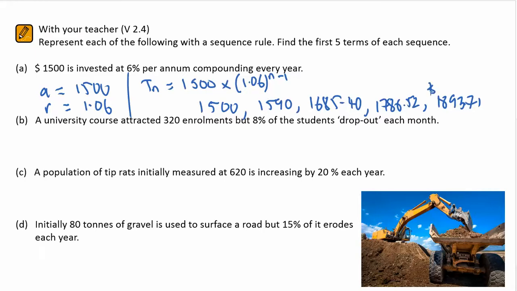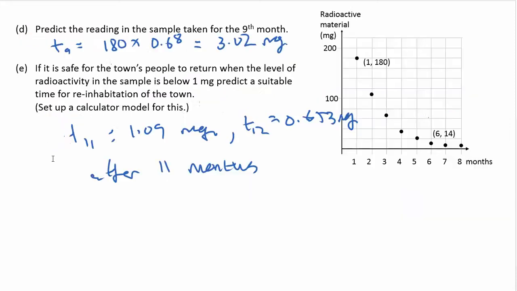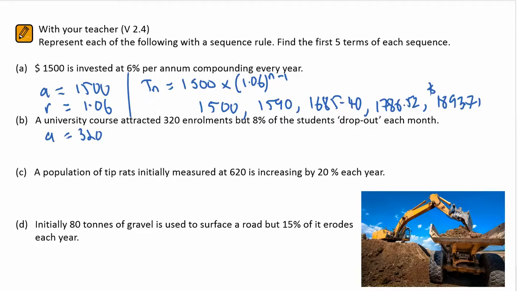Moving along, we've got a university course that starts off with 320 students. I'll just write that down. Now, we're losing students at a rate of 8%. So my R figure is going to be R is equal to 1 take 0.08, which is 0.92.